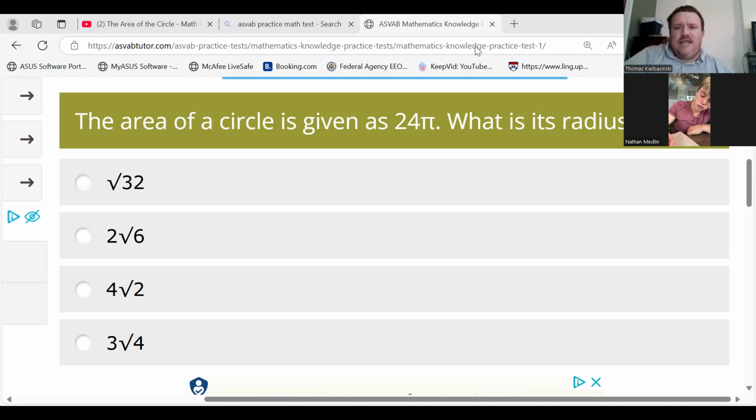Yeah, that's a different process. What you're looking for there is the whole complete area of the circle. This one is asking what the radius is. There's one part of the radius missing.